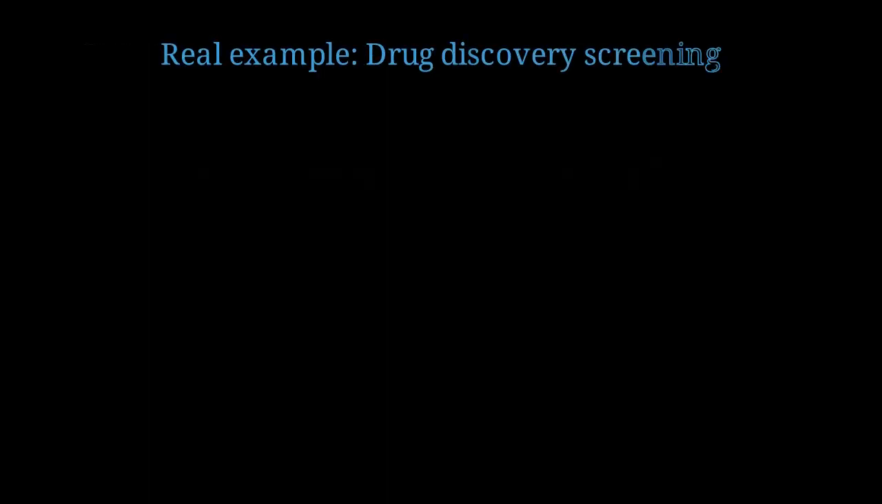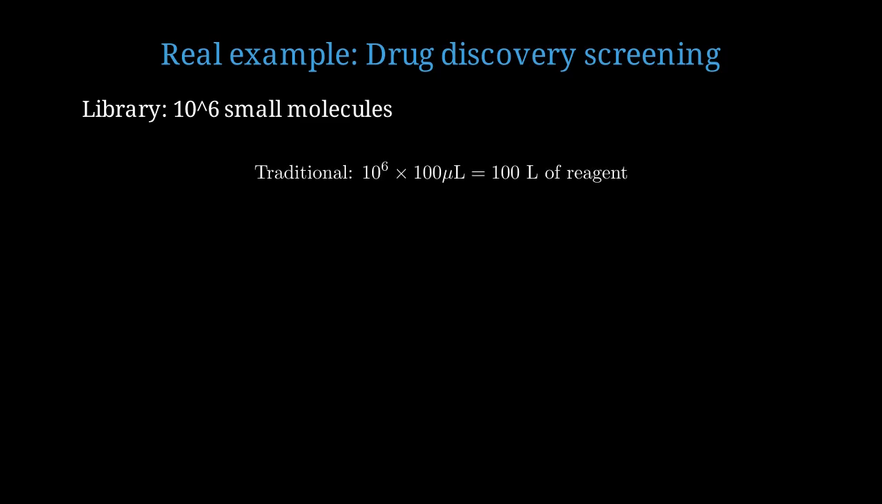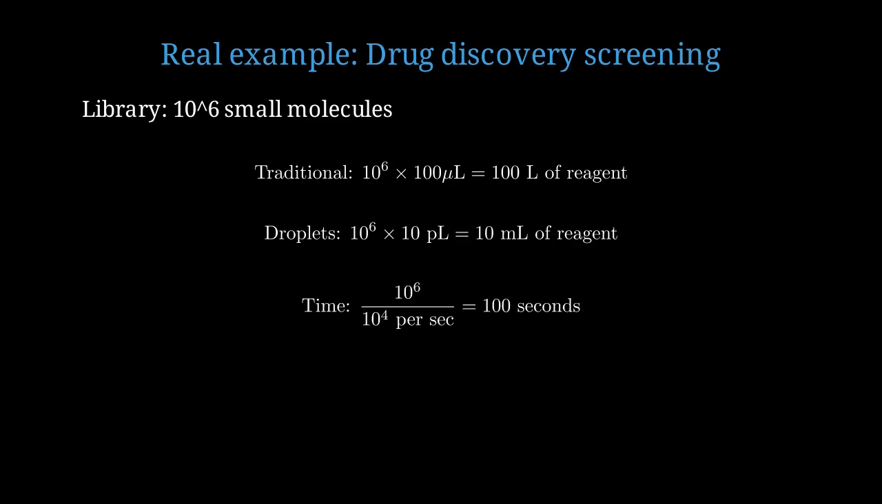Let me give you a real example from drug discovery. Imagine you're screening for inhibitors of a particular enzyme that's a drug target. You have a library of 1 million small molecules. Testing each one in a traditional assay would take months and cost millions of dollars. In a traditional format with 100 microliter reactions, you'd need 100 liters of reagent. That's completely impractical for expensive enzymes or antibodies. With 10 picoliter droplets, you need only 10 milliliters total. That's a 10,000-fold reduction in reagent consumption. At 10,000 droplets per second generation rate, you can create all 1 million droplets in just 100 seconds. The entire screen can be completed in hours instead of months.